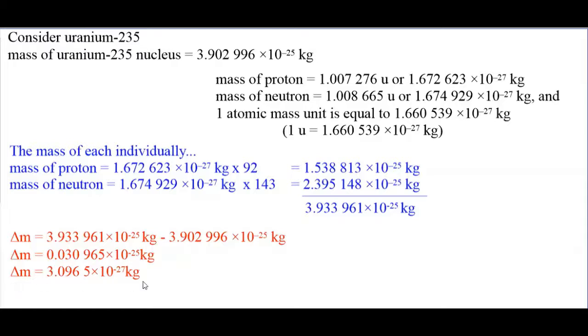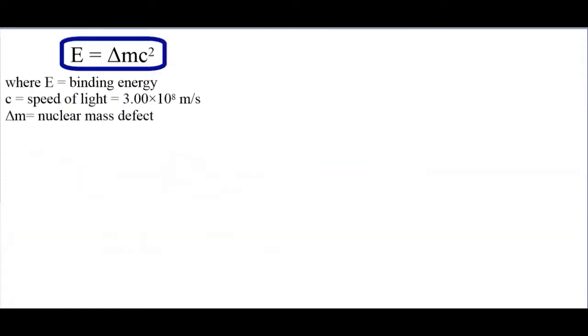So that's the mass defect that you got, 3.0965 times 10 to the negative 27 kilograms. And then to find the binding energy, you would take that mass and just multiply it by the speed of light squared. So speed of light squared, of course, 3 times 10 to the 8 meters per second. If you square that, you end up with 9 times 10 to the 16 meters squared per second squared.